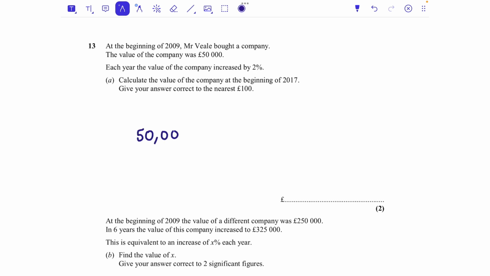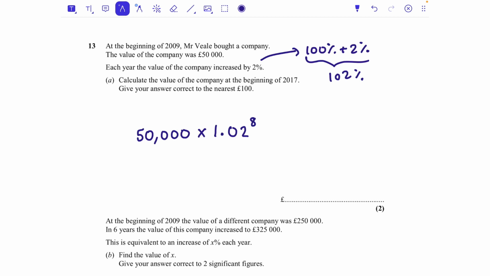We're taking the £50,000 and we're multiplying it by 1.02. I want 100% of the business and an extra 2% on top. So that is 102%. So to get that, we're going to multiply by 1.02. Now we raise that to the power of how many years? So 2010, 2011, 2012, 2013, 14, 15, 16, 17. So that is 8 years of increase.